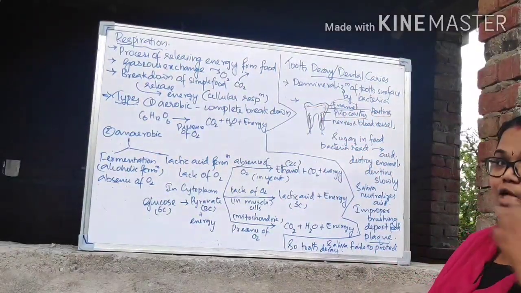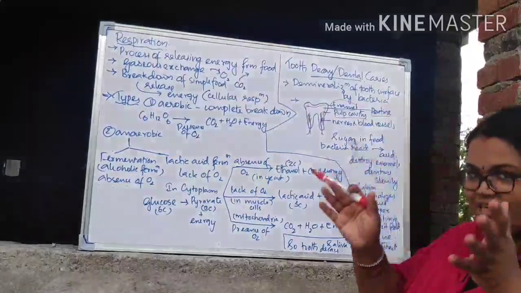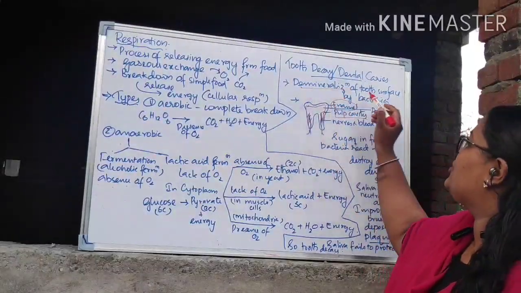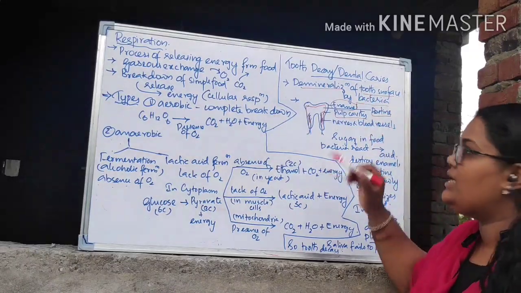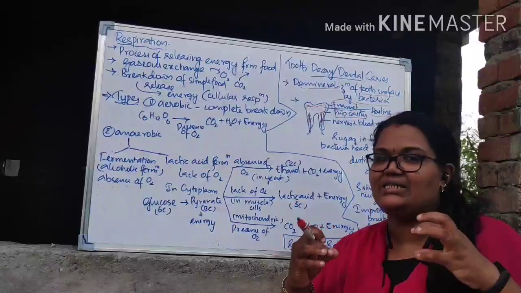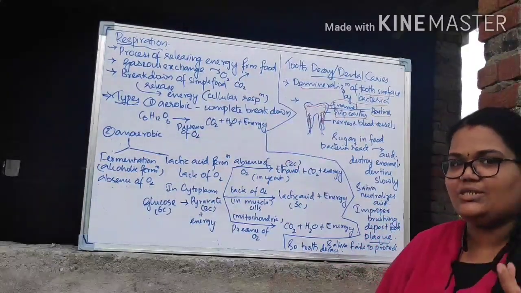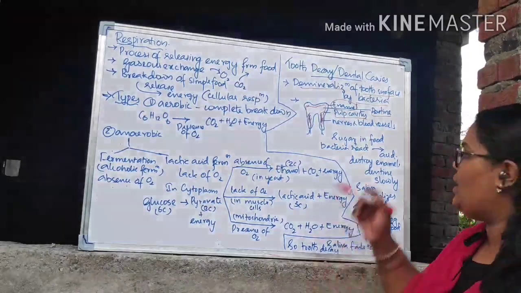Now, what do we mean by tooth decay or dental caries? The definition is that it is the demineralization of the tooth surface by bacteria. The surface is the enamel, so the enamel and dentine start decaying. That's called tooth decay. We have to understand how the bacterial action happens here.